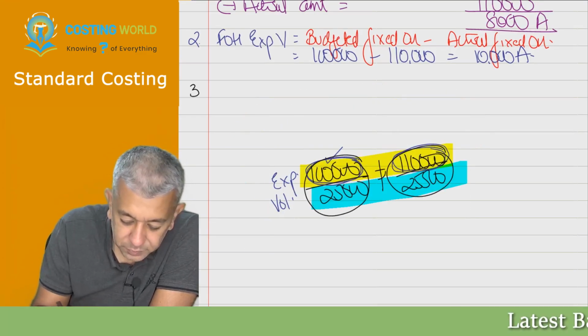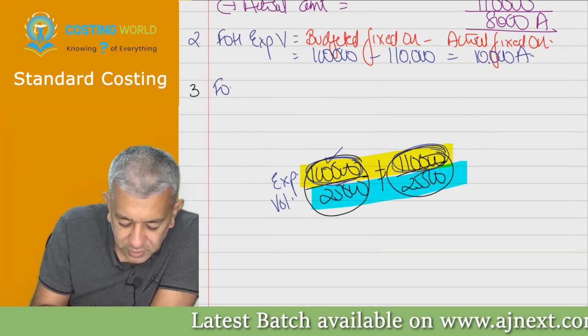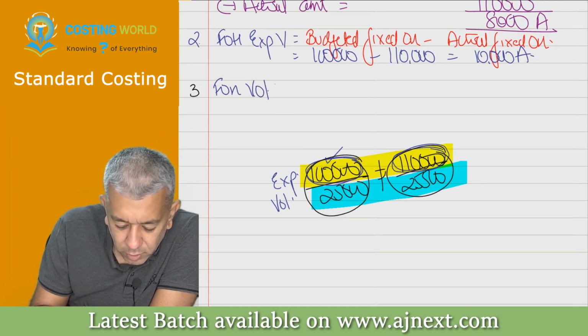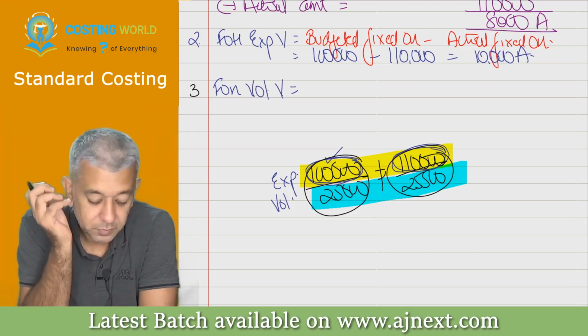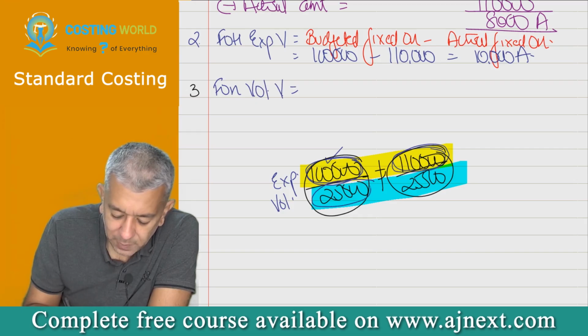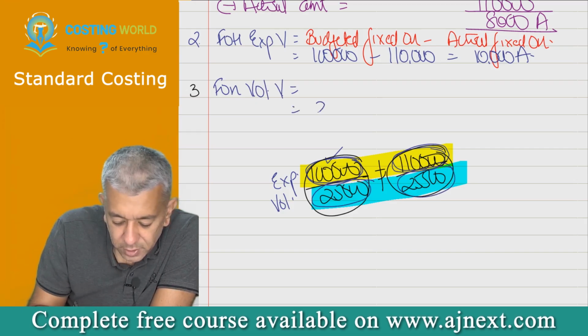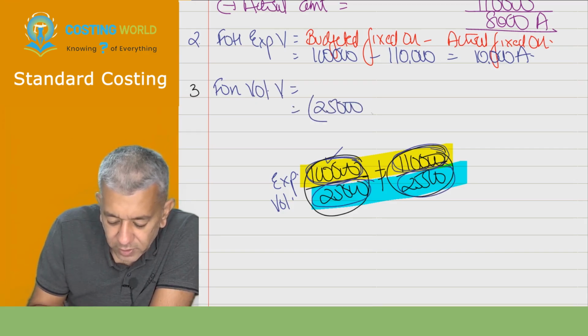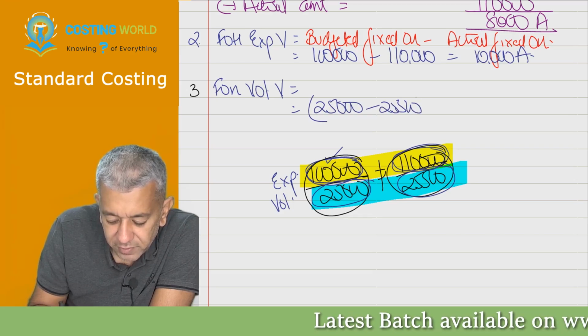Third, this is fixed overheads. Denominator is volume variance. Now, just wait. It'll be this minus this. Please don't write. So, we should have produced 25,000 units. We produced 25,500 units here.